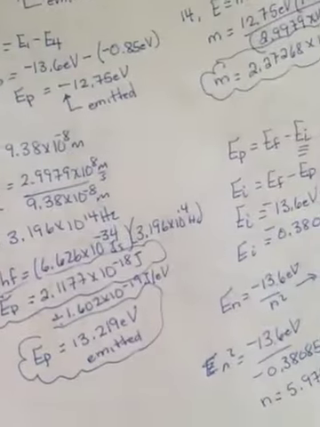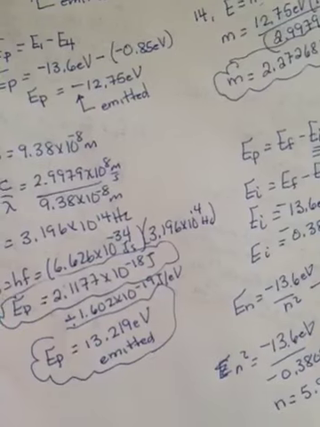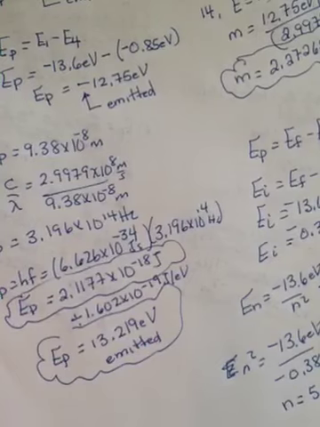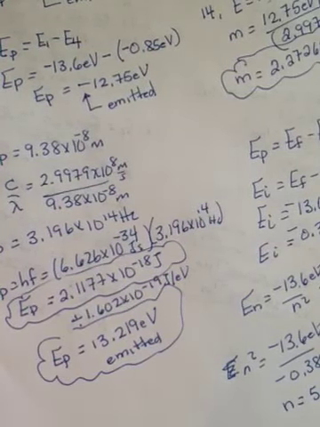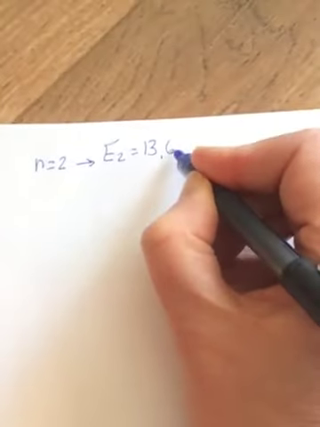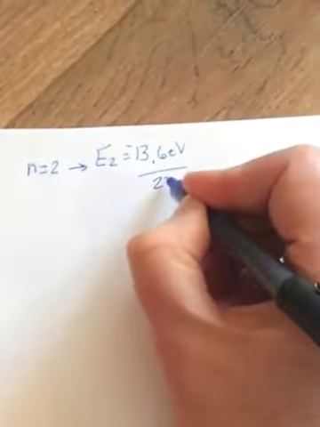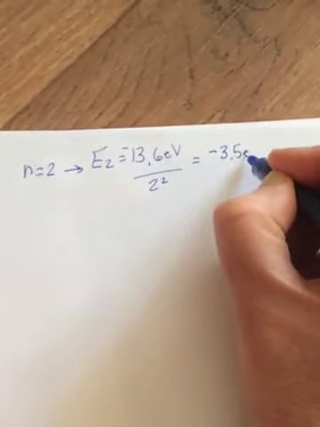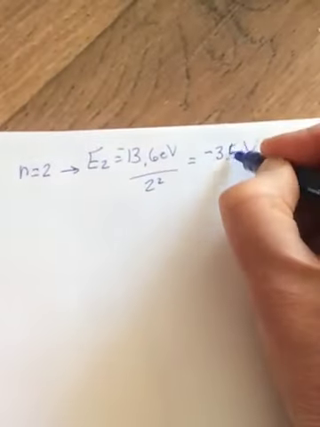Number 16 we skipped. Number 17: a hydrogen atom has an electron in the N equals 2 level. If a photon with a wavelength of 332 nanometers strikes the atom, show that the atom will be ionized. Okay, so N equals 2 level, which of course E2 is equal to negative 13.6 electron volts over 2 squared, which is negative 3.5 electron volts. Oh, it's 3.4 though, not 3.5.